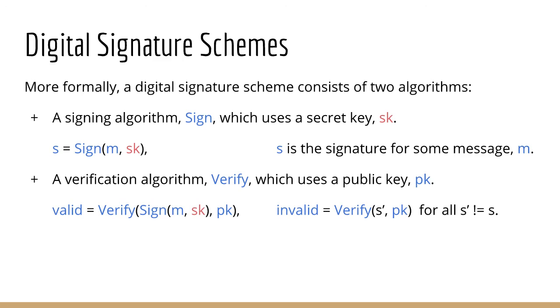And we distill that into 2 algorithms. We have the sign algorithm, which takes a message and a secret key, and using them you generate a signature. That signature is what you distribute to people in order to prove that you signed that message. Then you have the verify algorithm, which takes the signature and the public key and outputs a 0 or a 1 depending on whether it's a correct signature.